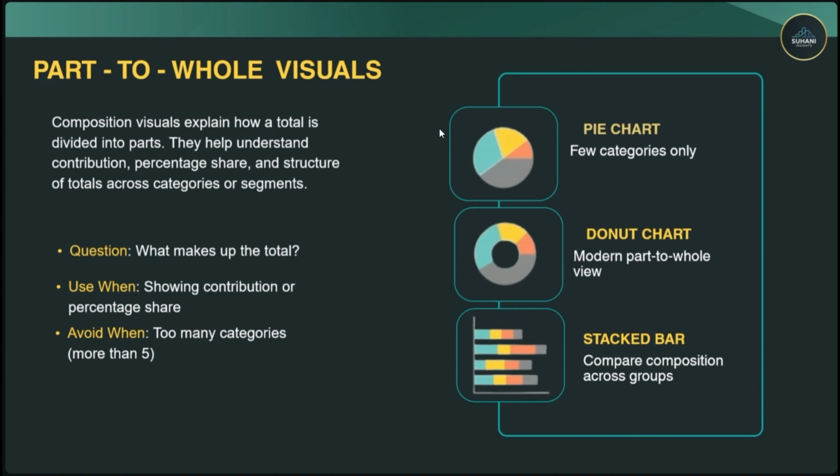What I suggest is if there are only 5 categories or fewer, then go for the pie chart. If there are more than that, then go for a stacked bar chart. A pie chart helps us analyze how 20 lakhs is divided into these three products. Donut chart goes the same. It's the same, just a modern way to show it with a hollow inside. So to sum up, part to whole visuals show what makes up the total.